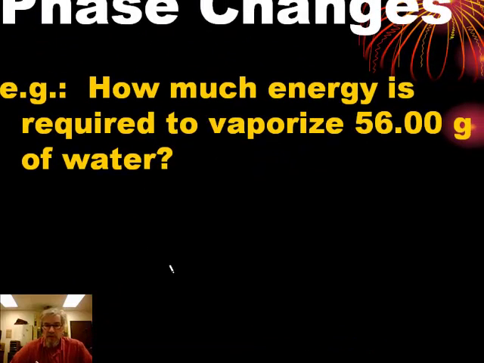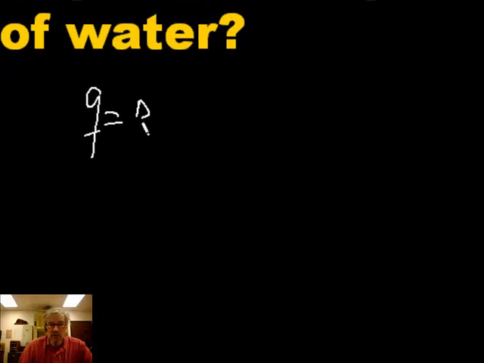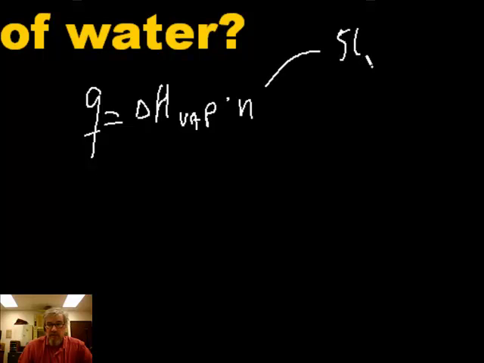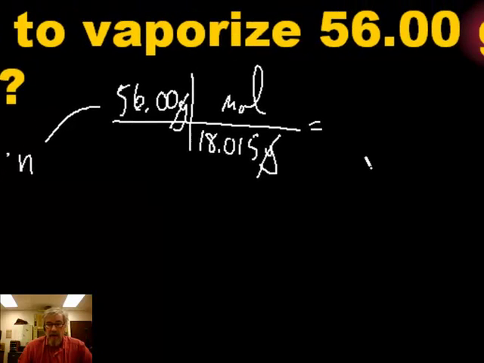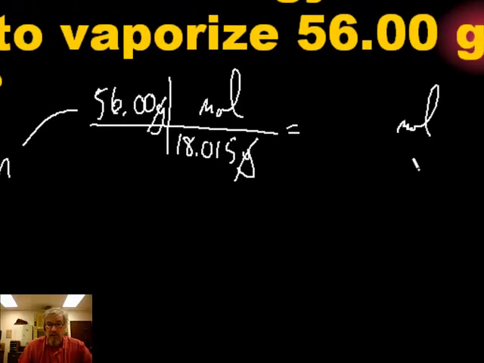First question here is how much energy is required to vaporize 56.00 grams of water? Well, in those phase changes, Q is equal to delta H for the process, this is vaporization, times the number of moles. So the first thing we'll have to do is figure out how many moles is 56 grams. So 56.00 grams, and it's water. You look up molar mass of water, you find out that it's 18.015 grams per mole. So grams drop out, and I will have a mole quantity for water that I can put in here for n. The answer is 3.109 moles.